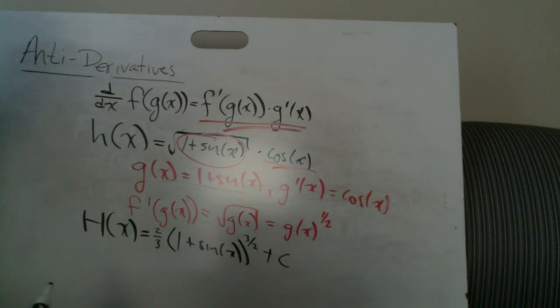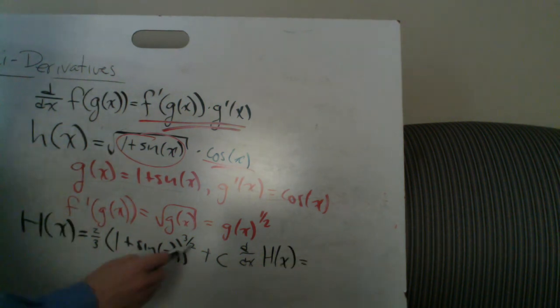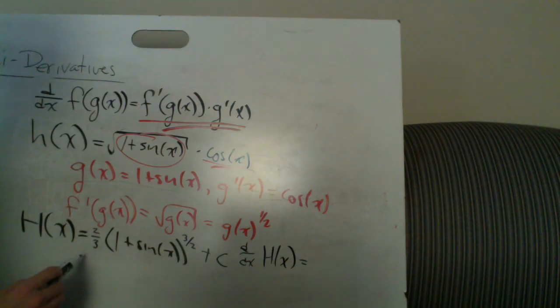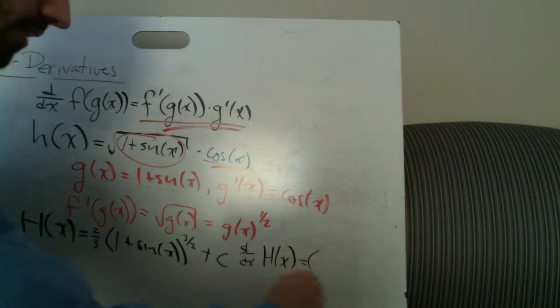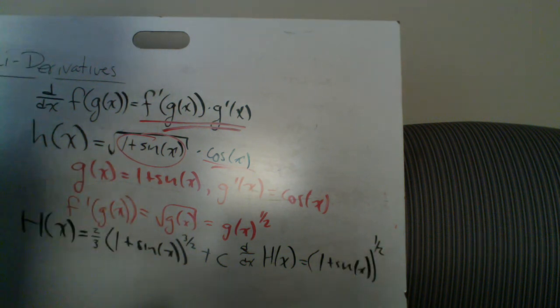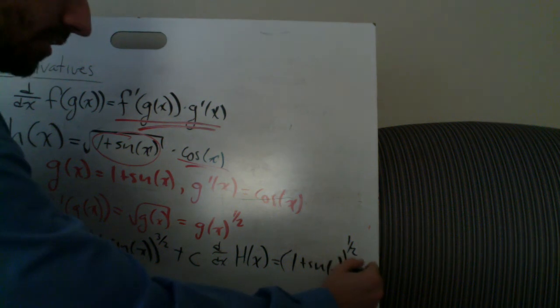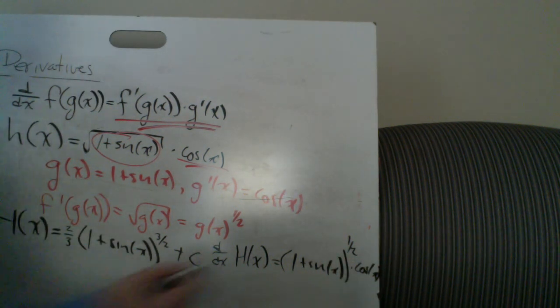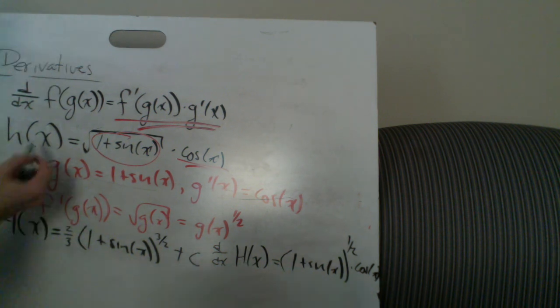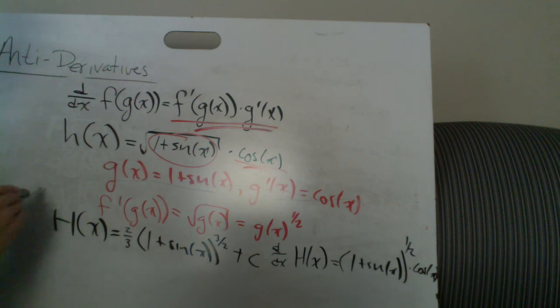So, again, we can check this by doing our differentiation. If I wanted to find the derivative, d over dx, of H of x, I'd bring down the 3/2, it will cancel with the 2/3, so I'll just get 1. So I have 1 plus sine x to the power of 1/2, and then I need to multiply by the derivative of the inside, so times cosine of x. And that is exactly the lowercase h of x that we started with. So fantastic. Turns out that this one works as well.